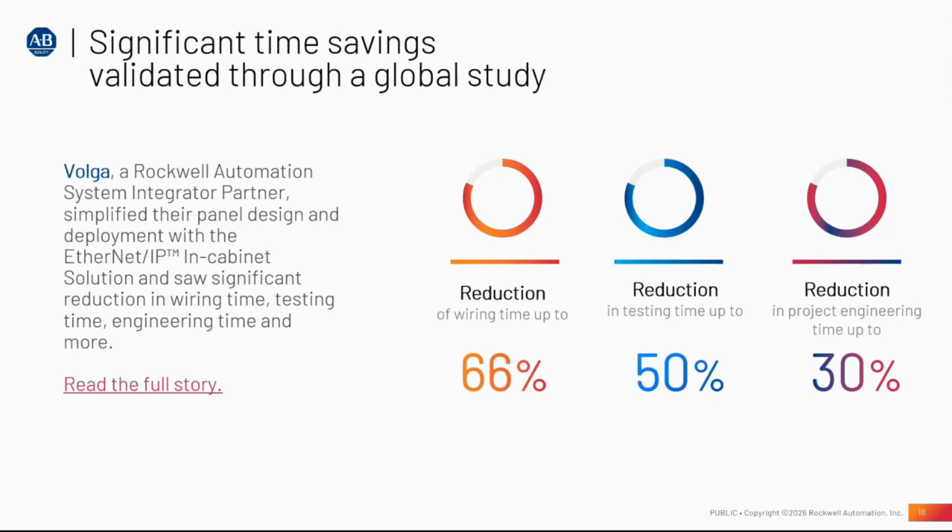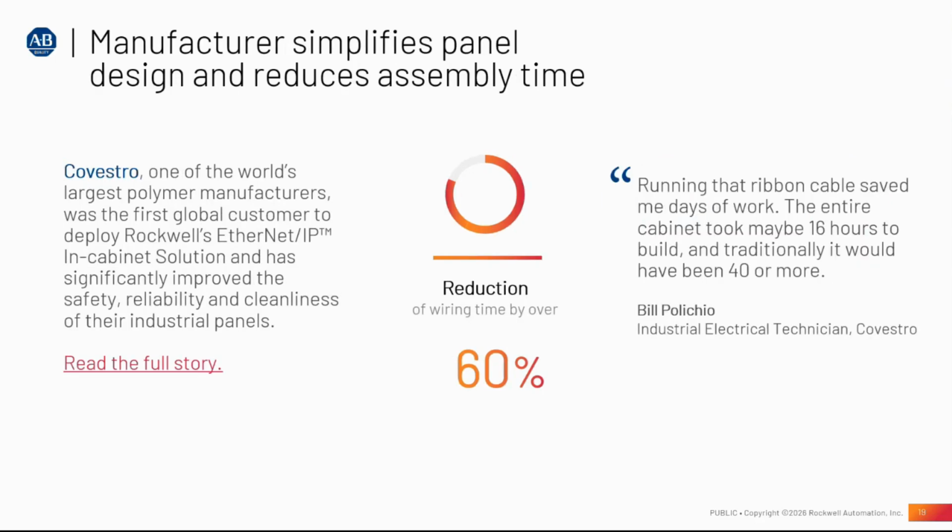They have simplified the design going to Ethernet IP and cabinet solution and saw these time savings. And it's not the only customer that's doing this. Controversial is also one of the world's largest polymer manufacturers, and they have deployed Ethernet IP and cabinet solution and found a 60% reduction in wiring time. So you can now take a job that used to be about a week long of one person and now make it into a 2-day job, taking it from 40 hours to 16.